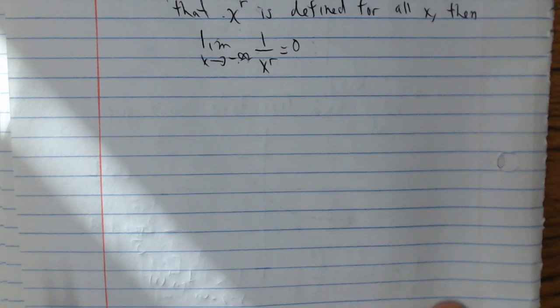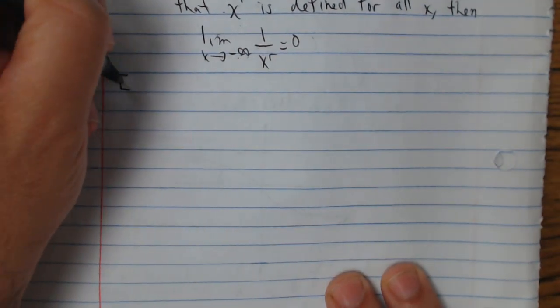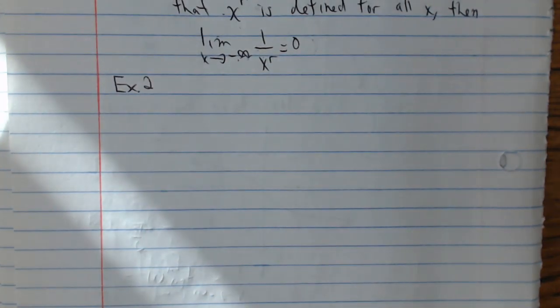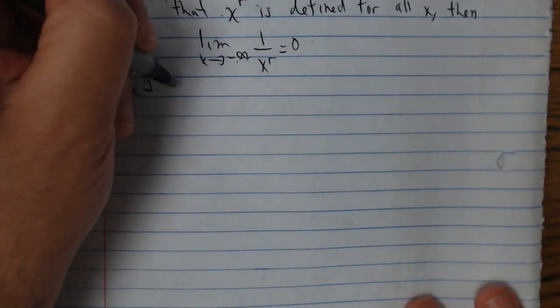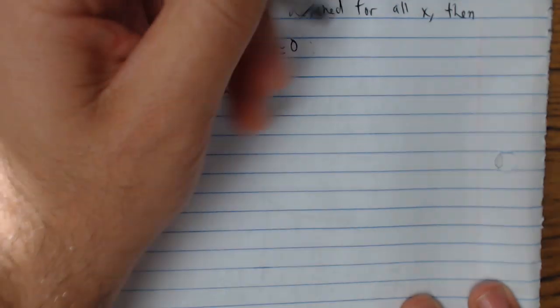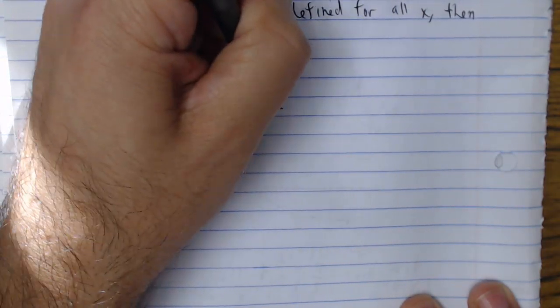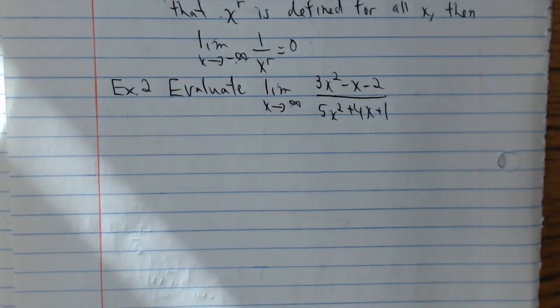Okay, so let's look at a few more examples, and then basically that should wrap up this section. So remember, the main idea of this section is finding limits as x goes to infinity and negative infinity. So let's take a look at this one. Evaluate the limit as x goes to infinity of 3x squared minus x minus 2 over 5x squared plus 4x plus 1.